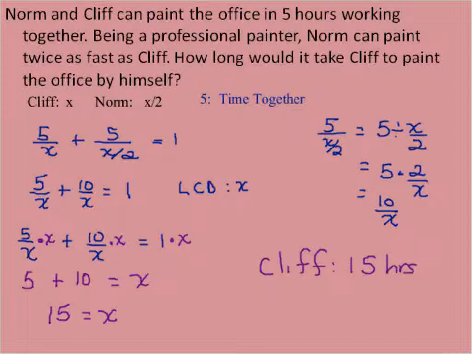Okay, so you could have set this up a little bit differently. If you made Norm x, then Cliff would be 2x. You could do that. But just keeping it as straightforward as possible, this is your easier way. Cliff is 15 hours.